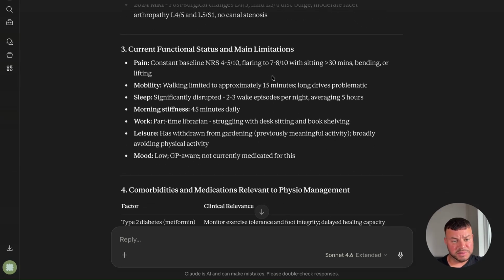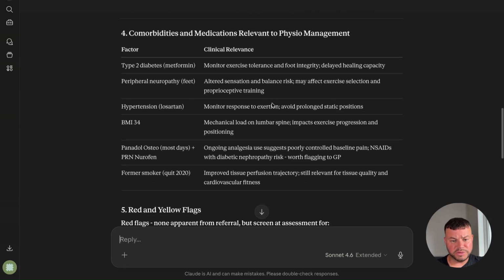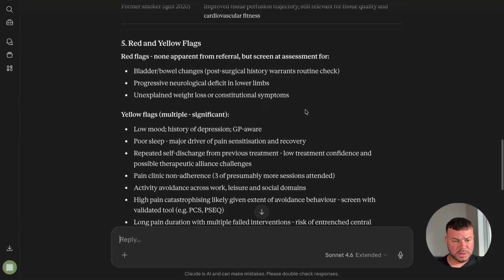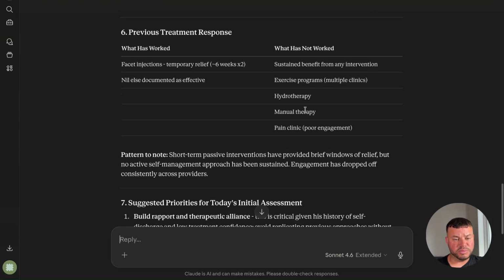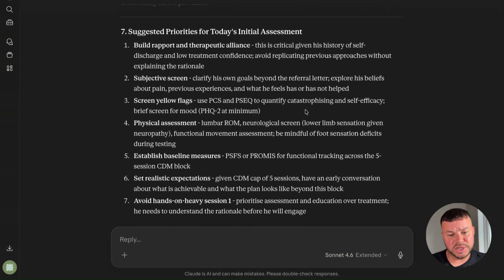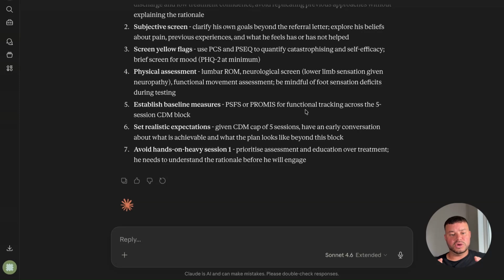Current functional status and main limitations. Looks like we have medications that are relevant to the physio management. We've got some red and yellow flags. And then we have previous treatment response, and then suggested priorities for today's initial assessment. So in 30 seconds, we're able to take a complex, scattered patient history and convert that into something that we can more easily consume, something that's synthesized, something that's going to really help us in a very quick period of time, less than a minute, to help us get up to speed.